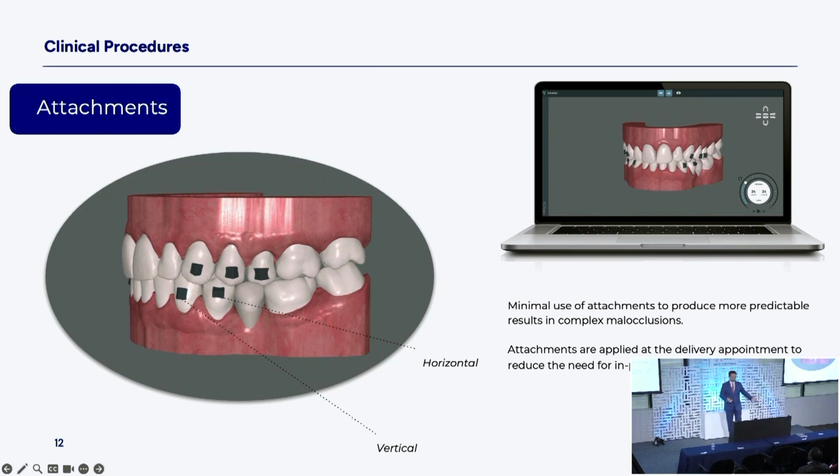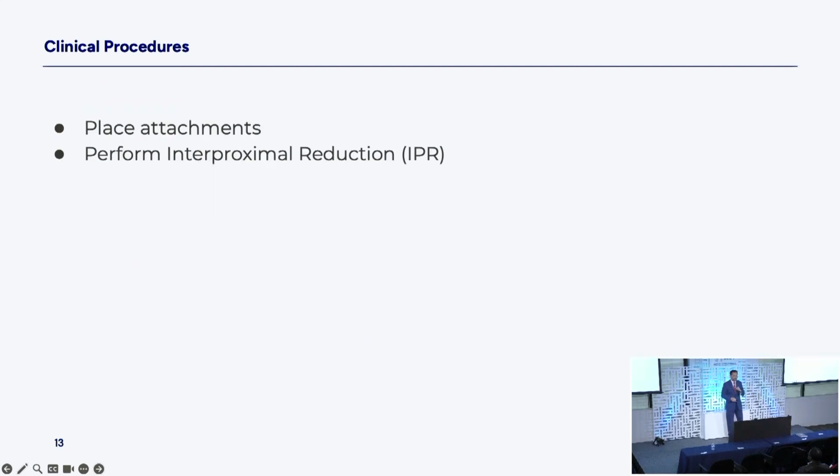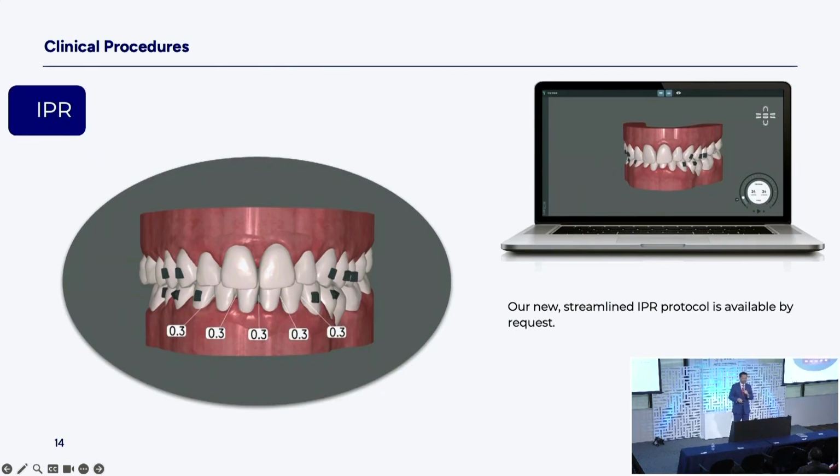And you'll have an opportunity to use this system. But we're going to teach you more about them. Dr. Brian Gray is going to show you a little more about attachments. Now, if you do place some attachments, your next step will be, okay, if I have to do a little IPR for maybe a black triangle or something I'm incorporating into the case, you'll perform interproximal reduction. So your patient will come in, you will bond on your attachments, and you will perform a little bit of IPR if they need it.